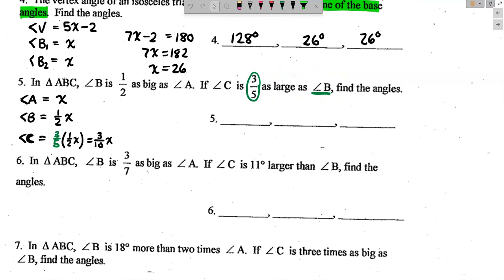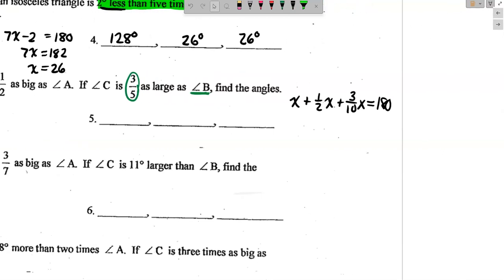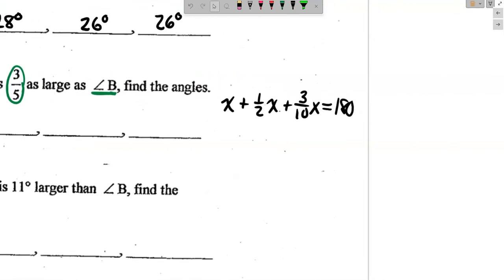Now I might need a little bit more room, so let's go over here to the right. So we're going to end up with, and I'll write this one out, x plus 1/2 x plus 3/10 x equals 180. Now, I've mentioned in class this fraction hack, a way for us to get rid of fractions if we don't want to do common denominators and all of that stuff. You could make this 10 over 10, this 5 over 10, and do that whole thing. There's nothing wrong with doing that.